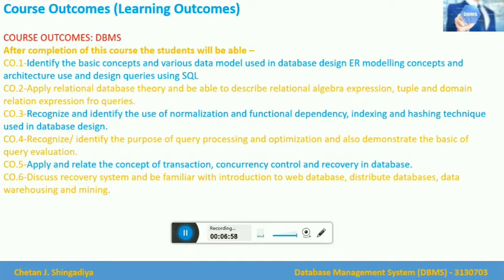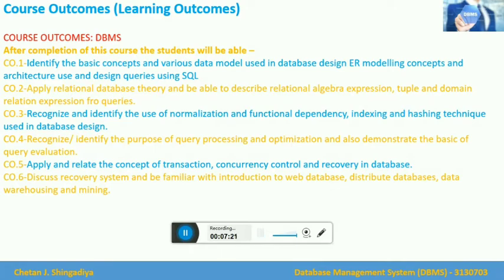The fifth outcome is that we are going to apply and relate the concept of transaction, concurrency control and recovery in database design. The sixth one, and that is the last one, is to discuss the recovery system and be familiar with an introduction to web databases, distributed databases, and web warehousing and mining.